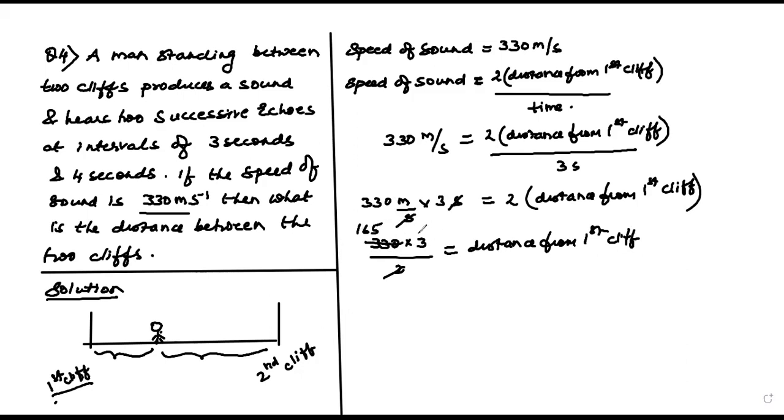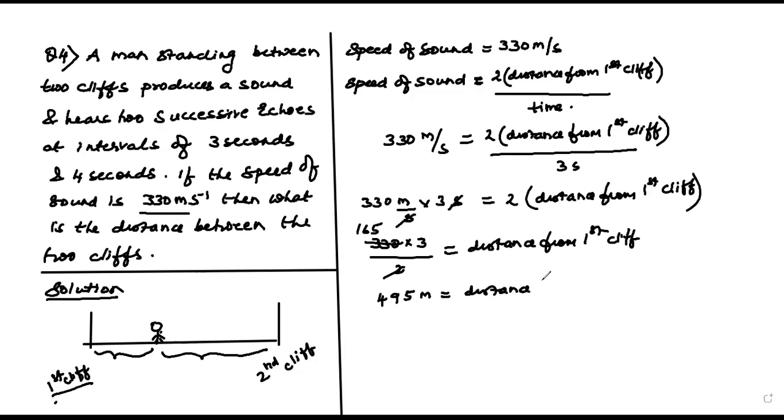Got it? 3 into 165 is how much? 3 fives are 15, 3 sixes are 18 plus 1 is 19, then 3, 495. This is 495 meters, okay? 495 meters, distance from the first cliff.